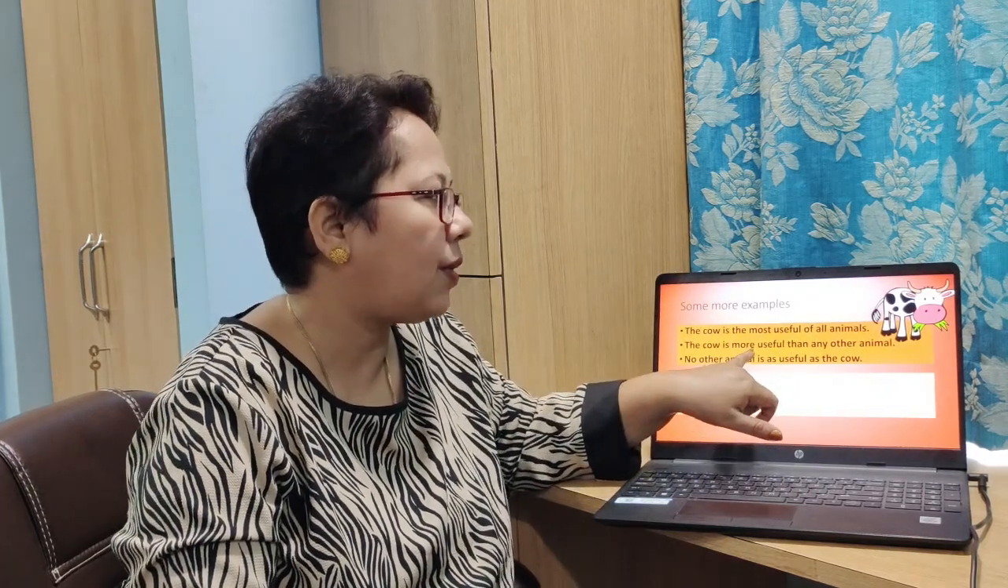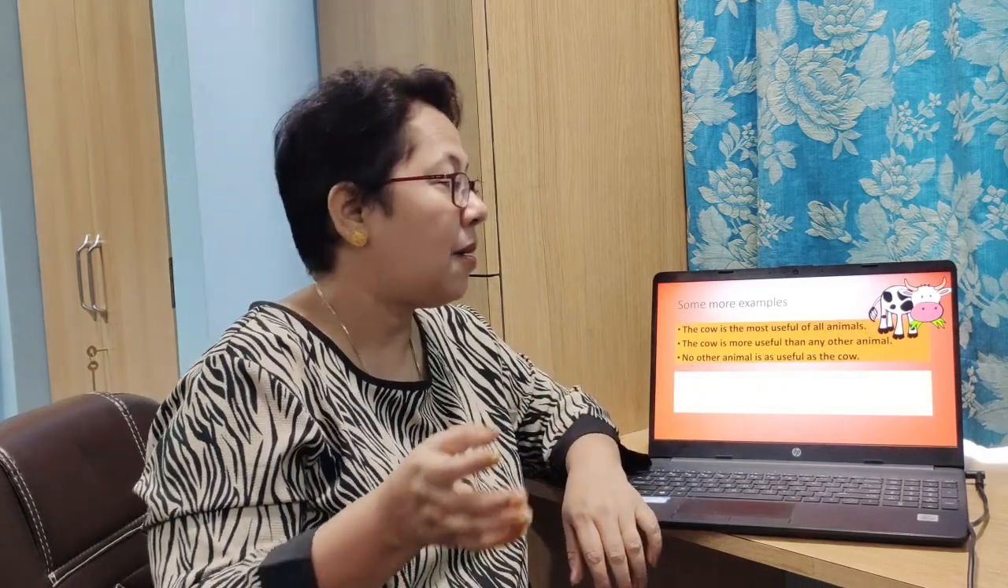So it will become, the cow is more useful than any other animal. The word any is still there, but in place of usefuler, we are using more useful. So the comparative thing is coming in the word more. And the last one, positive, again the same structure remains, no other, but we are using the base form useful. So useful, more useful and most useful. That's as easy as that.